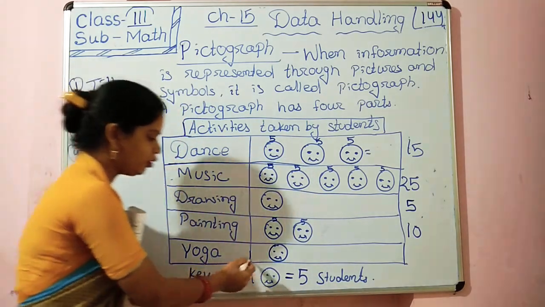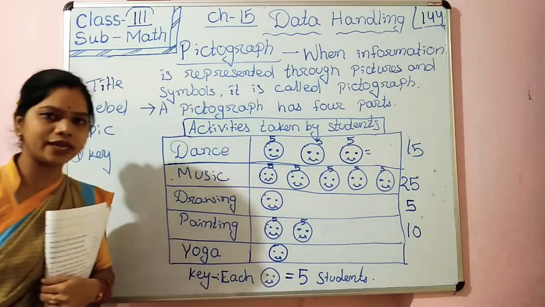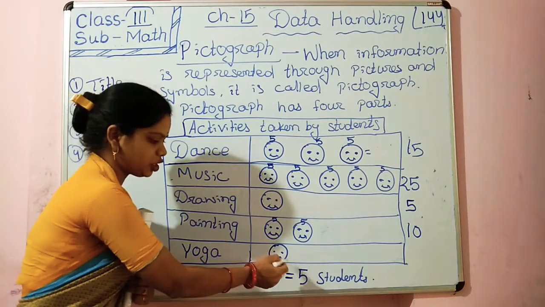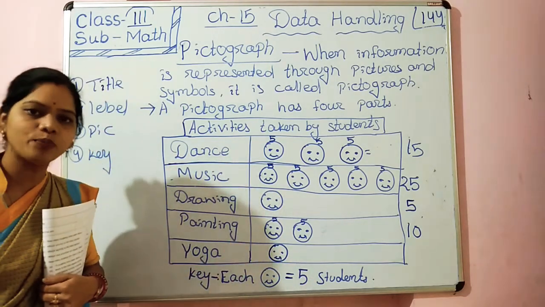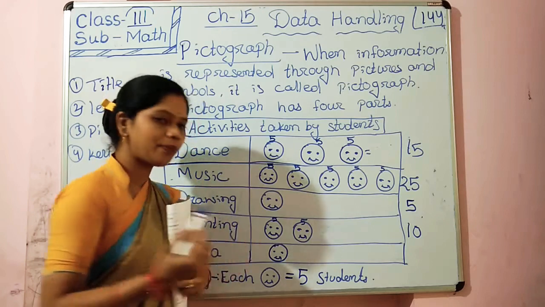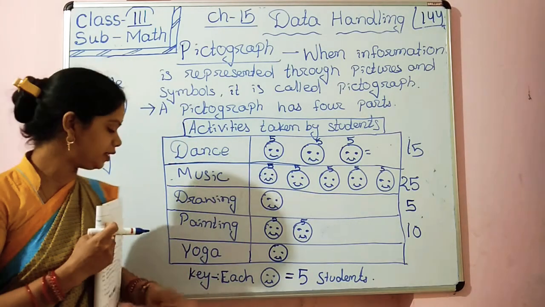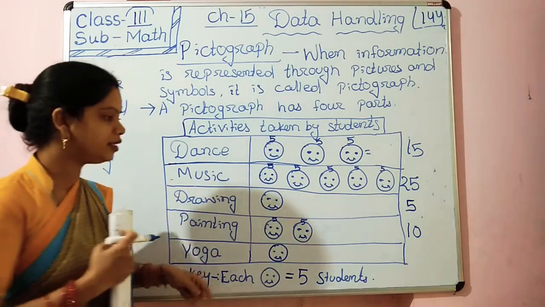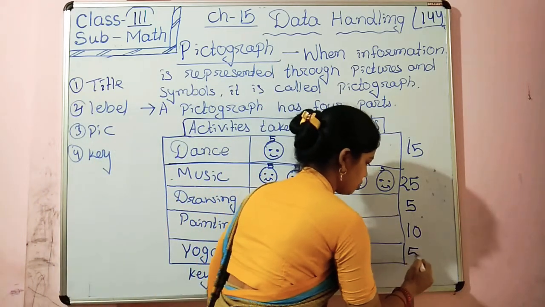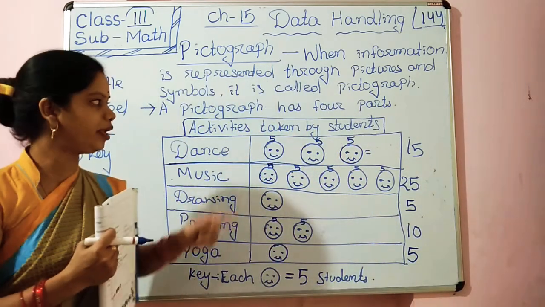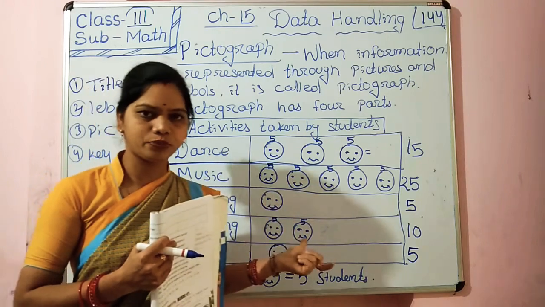Then yoga, how many students take part? How many smiles? 1 smile. 1 smile means 5 students. Yes. How many students take part in the yoga competition? Yes, 5 students. Okay, in this way we have to read the pictograph table.